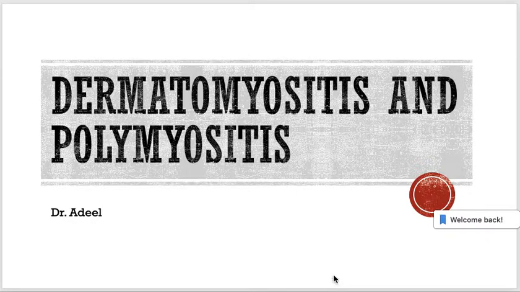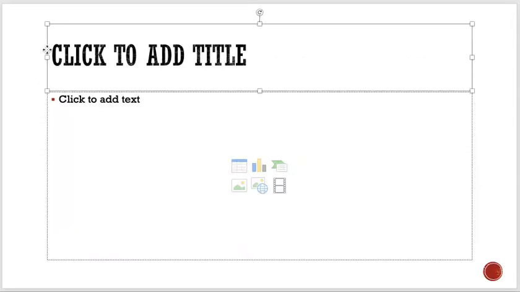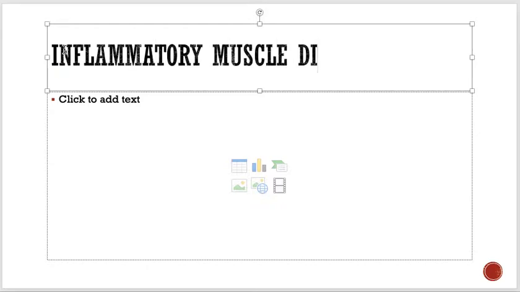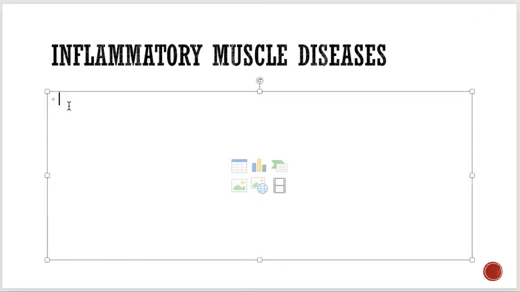So, polymyositis and dermatomyositis, they are more or less the same conditions, but as you can see, in dermatomyositis there are some skin manifestations as well. So simply, you can say these are basically inflammatory muscle diseases. And when they are inflammatory muscle diseases, they are basically autoimmune conditions, or autoimmune diseases.